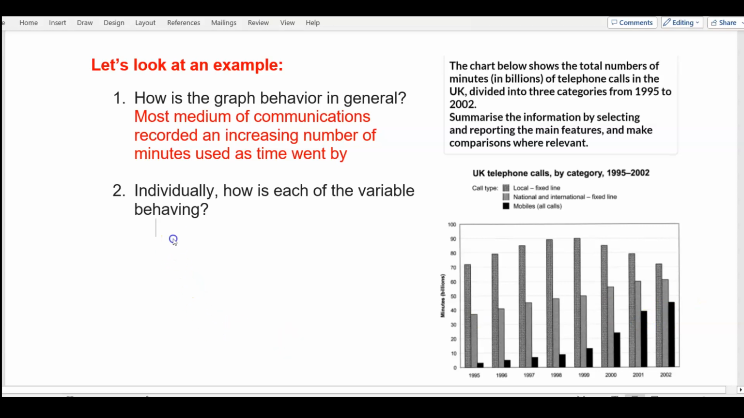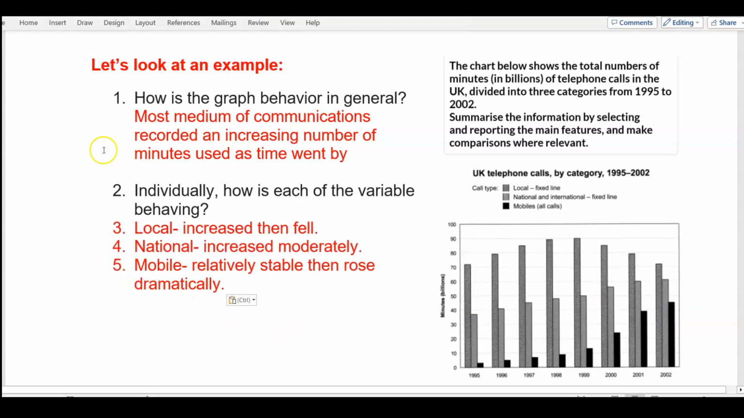All right, so let's add our answer. We know that for the local, it increased and then fell. National increased moderately. Mobile was relatively stable and then rose dramatically. So now we have that idea. We have written our answers down.